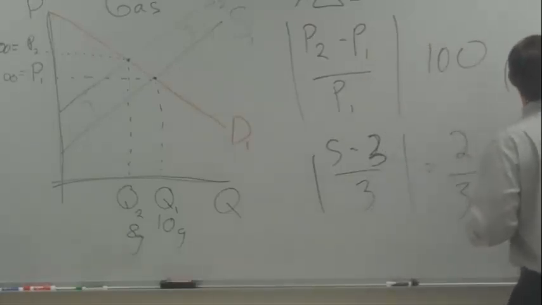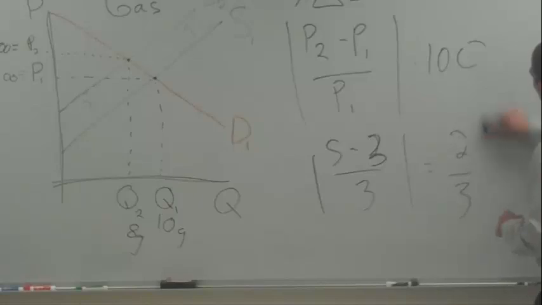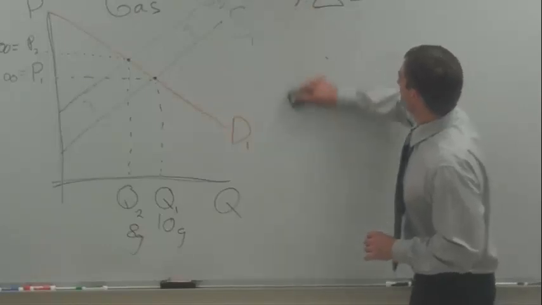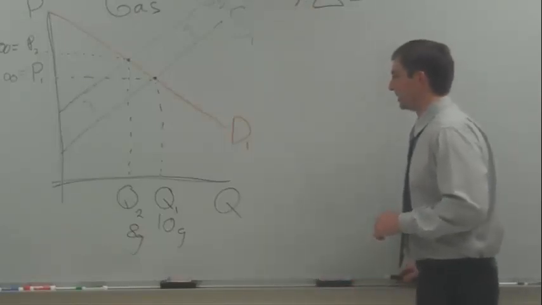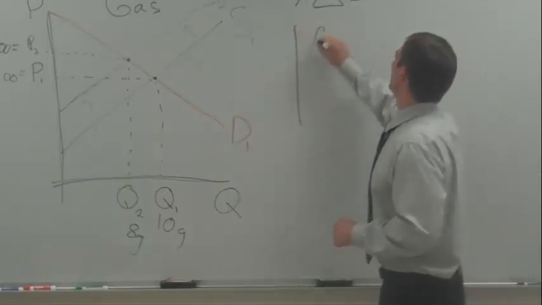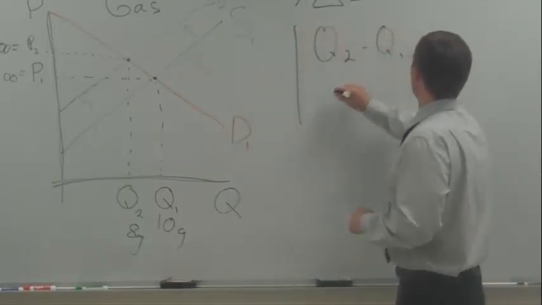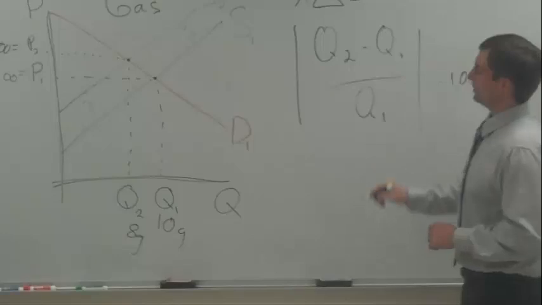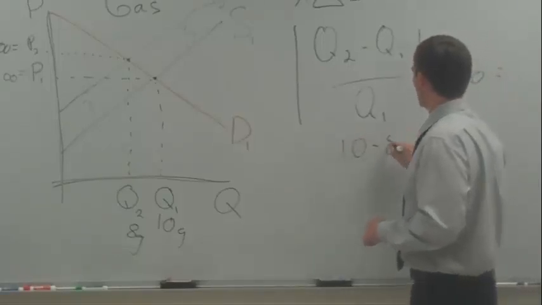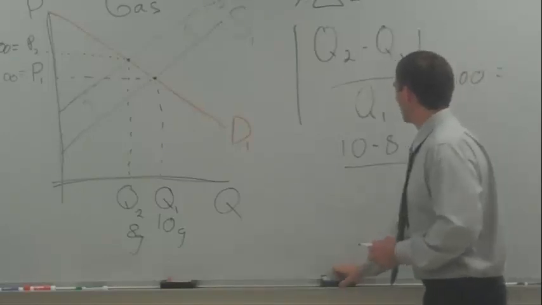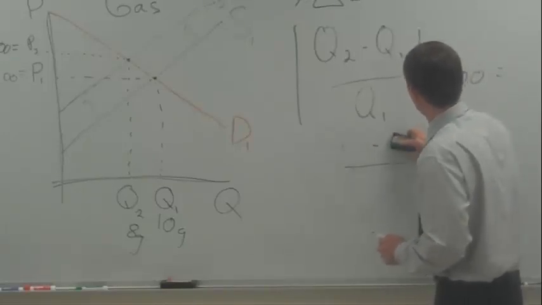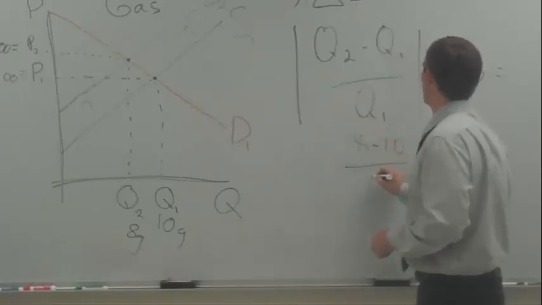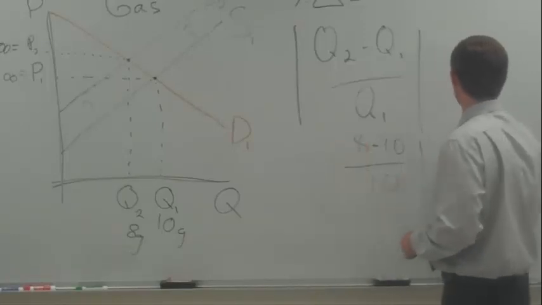We can actually go and look at the percentage change for quantity and figure out what happens. Same formula, except this time we're going to plug in quantity. Q2 minus Q1 divided by Q1, absolute value times 100. We've got 10 minus 8, or actually, I wrote that backwards, sorry. 8 minus 10, that's very important. Q2 is 8 minus 10, divided by 10, absolute value times 100.